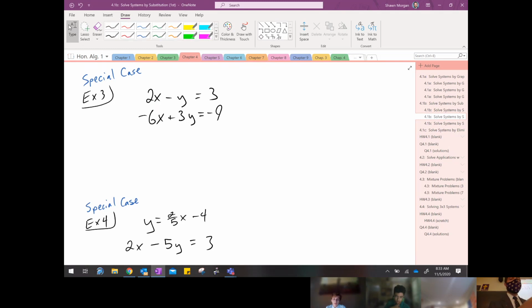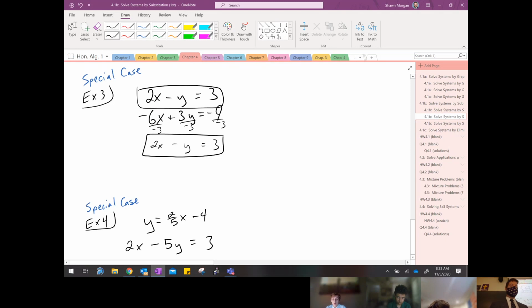I happen to note that in this first one, each of these is divisible by -3. -6 over -3 will be 2x. 3 over -3 would be -1. -9 over -3 would be 3. And so what do we notice about those two lines? They're the same thing. Don't do unnecessary work. If those are the same things, here's where graphing pays off, right? This is what its graph would kind of look like here, right? And it would be the same line, just drawn over the top of itself.